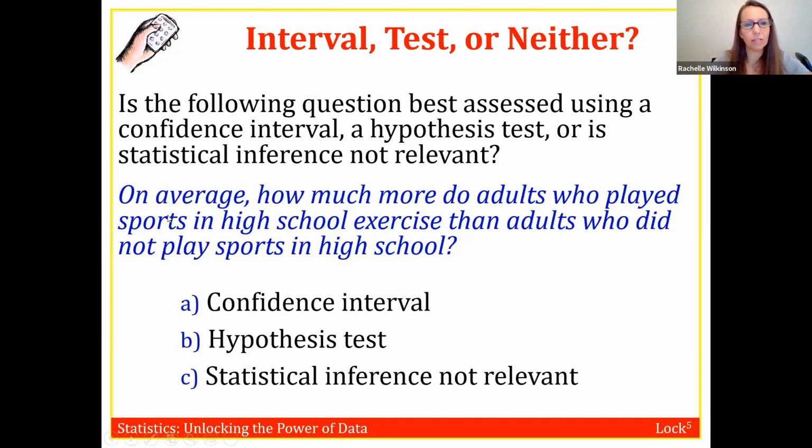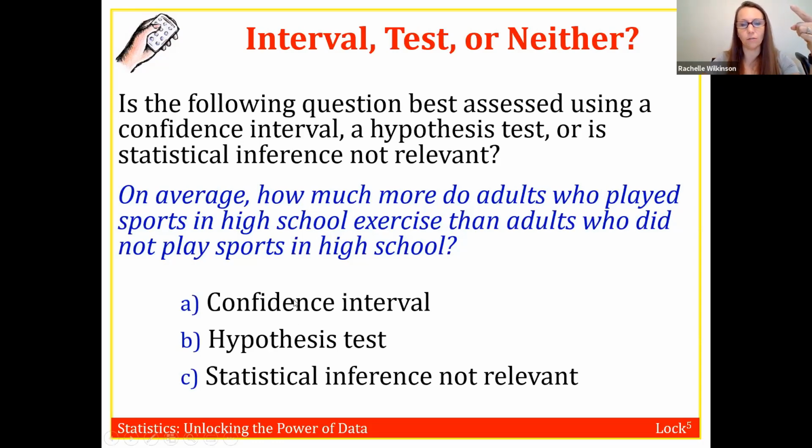So here's my research question. On average, how much more do adults who played sports in high school exercise than adults who did not play sports in high school? And so we want to decide, should I use a confidence interval to answer this question? Should I use a hypothesis test to answer this question? Or is statistical inference not even relevant for this question? So let's think about each of these things.